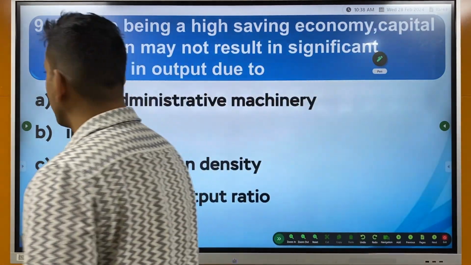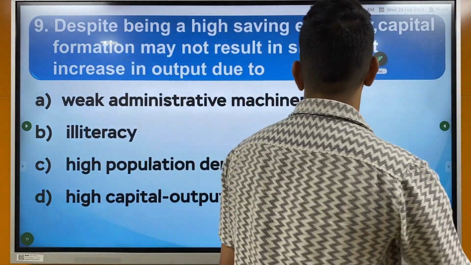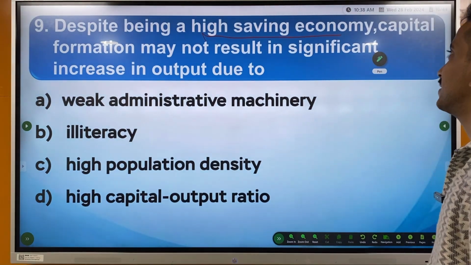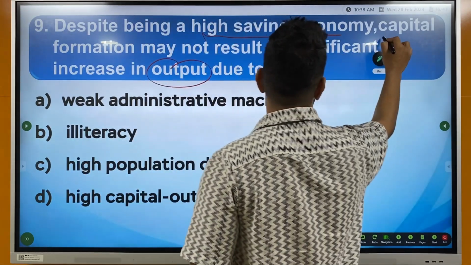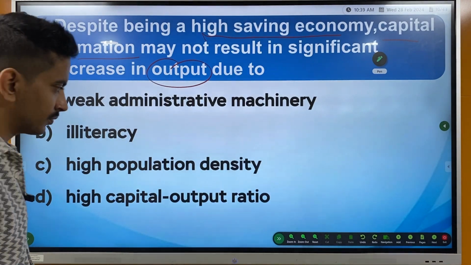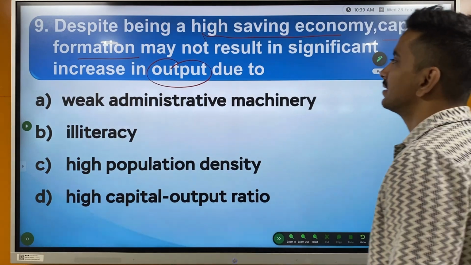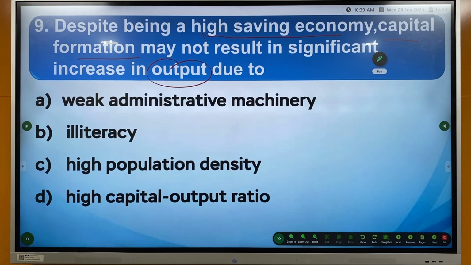Next: despite being a high saving economy, capital formation may not result in a significant increase in output, due to what? What is the reason? A weak administrative machinery can be a reason but not the reason. Illiteracy, okay. High population density, no.